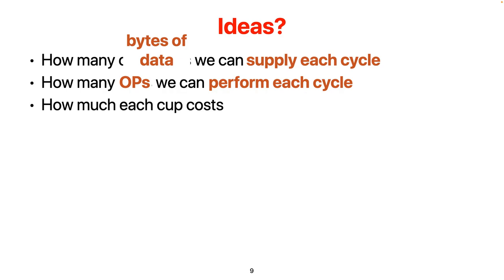And you may ask about how much each cup costs. It's actually how many operations each byte of data would need. Sometimes in an algorithm where every byte of data doesn't need a lot of computation, the cost is not that high. But what if for every byte of data, we have to do a lot of data processing? Then the computation cost would be high. So that's the analogy of the boba tea shop. And in fact, that's the whole idea of our roofline model, believe it or not.